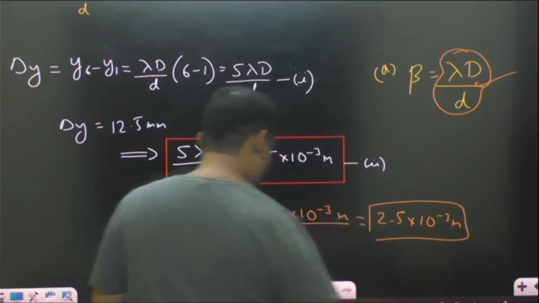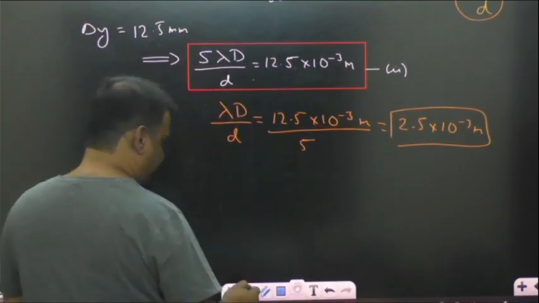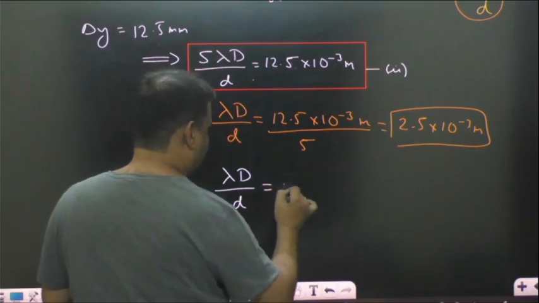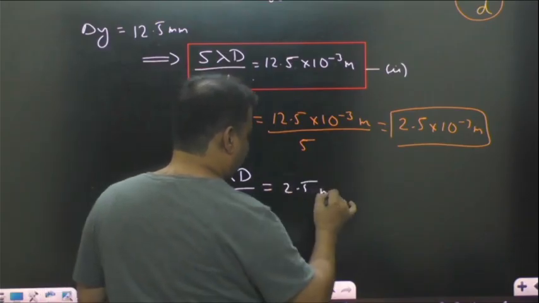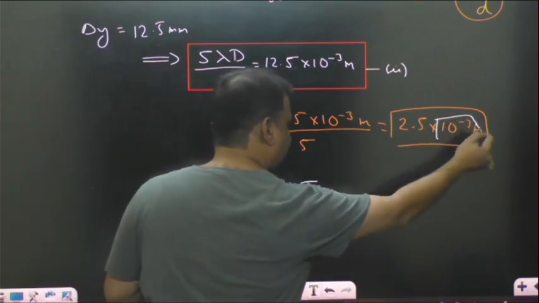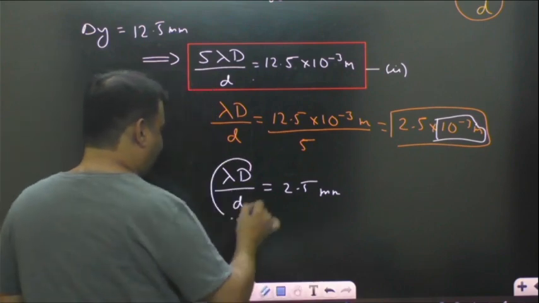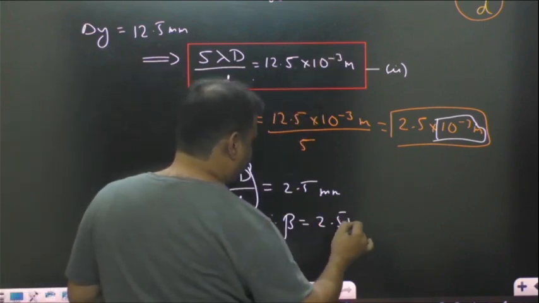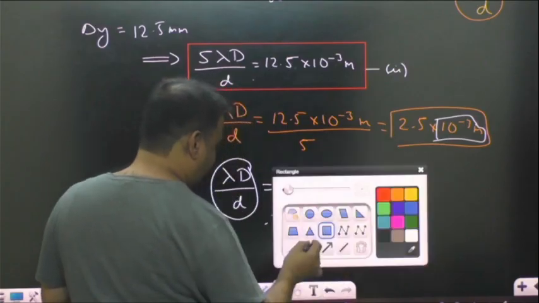So this value is coming for which quantity? Lambda capital D by small d, and I can also write it as 10 power minus 3 meter, that is millimeter. Okay, so this is what? This is the fringe width. So therefore the fringe width is 2.5 millimeter. That is the answer to part A.